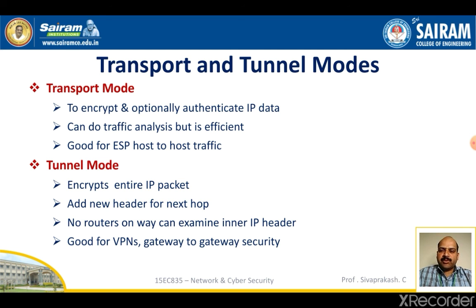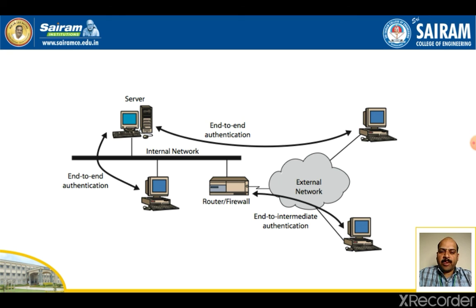Transport mode encrypts and optionally authenticates the IP data. It is efficient, though it allows traffic analysis, and it is good for ESP host-to-host traffic. As well, the tunnel mode encrypts the entire IP packet and adds a new header for the next hop, so no routers on the way can examine the inner IP packet. It is good for virtual private networks and good for gateway-to-gateway security. Let me discuss in detail these modes of operation. The figure shows end-to-end authentication and end-to-intermediate authentication, which connects the internal network and external network.